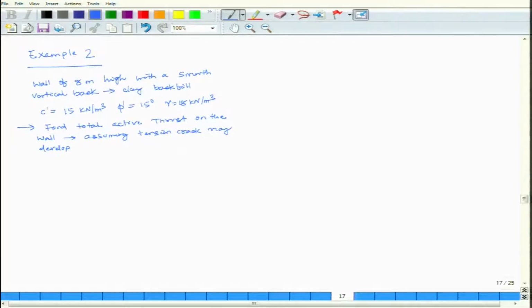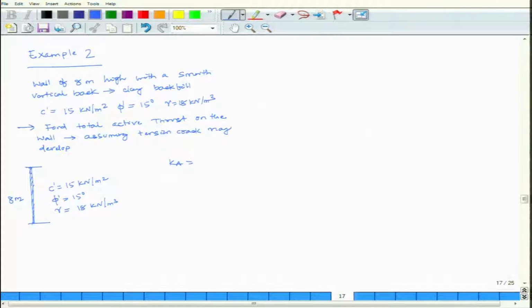So, this is the case. There is a wall of 8 meter high, then the backfill is given. This is your c prime is equal to 15 kilonewton per meter square, phi prime is equal to 15 degree, and gamma, the unit weight of the soil, is 18 kilonewton per meter cube. Now, what should be Ka?